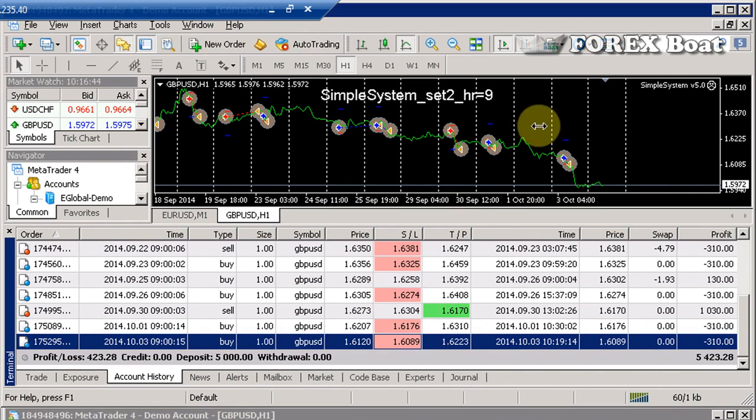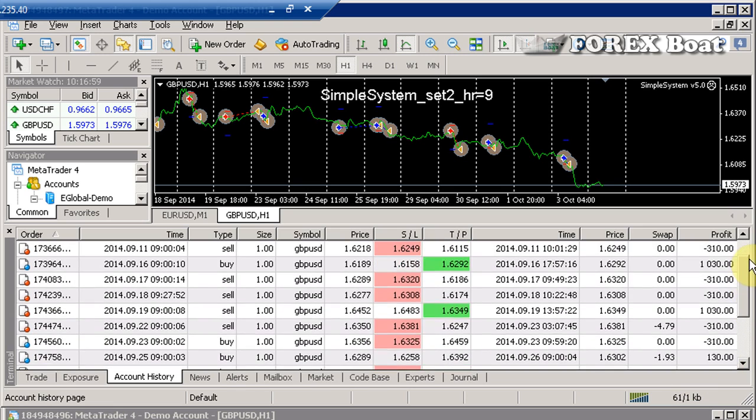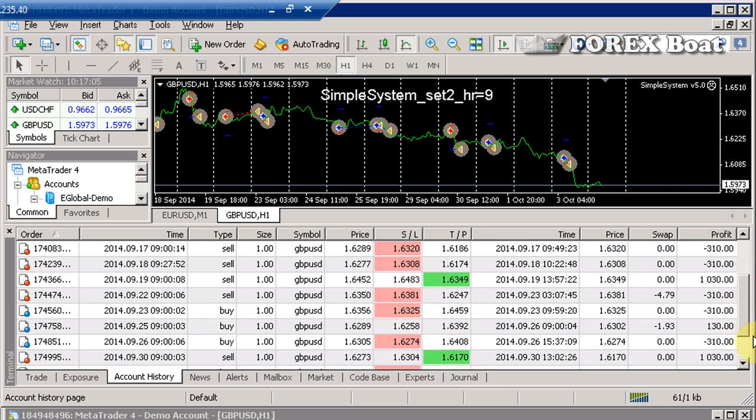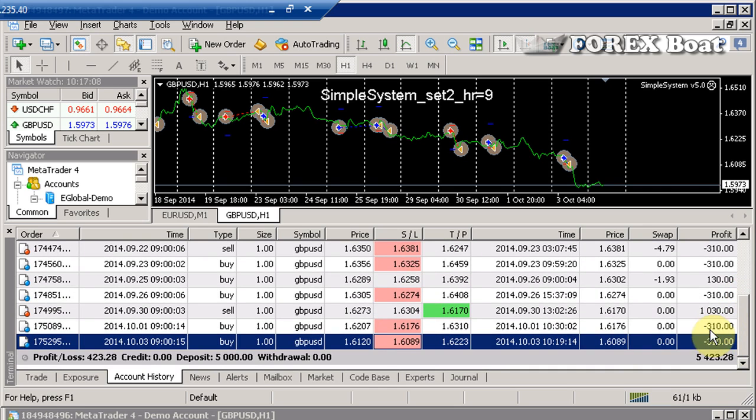Set 2, where hour was 9. This was the second most profitable trade that we saw in the back test and forward test. And as you can see here, it did yield a profit on the account, a small profit of under 10% over a 4-week period. Also, you can see that it's got quite a few very profitable trades and quite a lot of losses on the account.